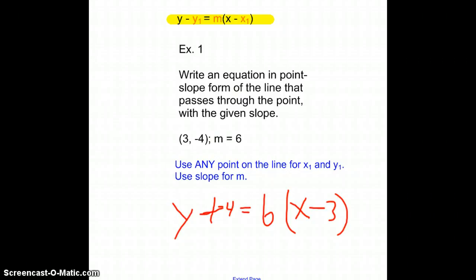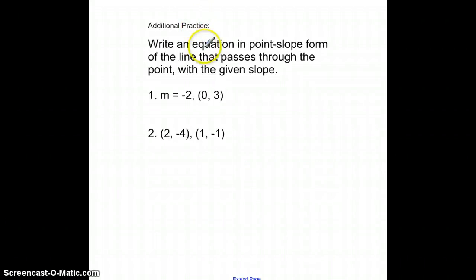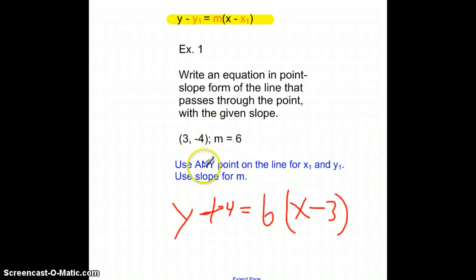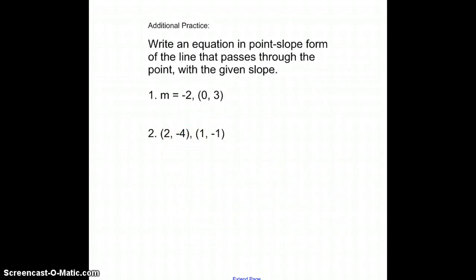So not too complicated. I have some additional practice here I'd like you to do on your own, and we'll check when we come in, but it says you're going to write an equation in point-slope form of the line that passes through this point and has this given slope. So take a look at that, and oh my goodness, look at this one. There's no slope. However, you guys are all smart. You know how to find the slope between 2 points. So find your slope between 2 points. And again, like I said here on this other slide, use any point. So here you have your choice of points you could put in to the equation.